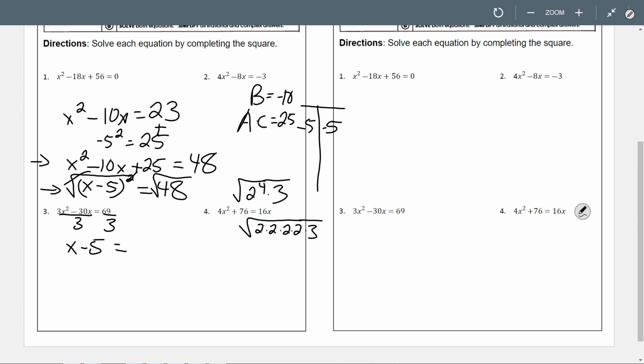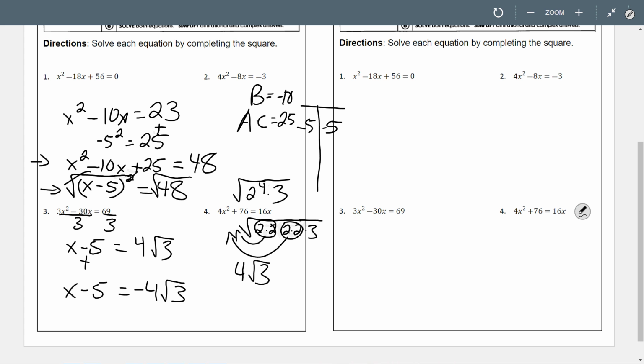Then we are looking for partners because it's a square root: partner, partner, come outside. 4 square root 3 is the simplest it can get. All right, so we write that here, 4 square root 3. Then we make x minus 5 equals negative 4 square root 3. Then all we have to do to solve is add 5 to both sides.